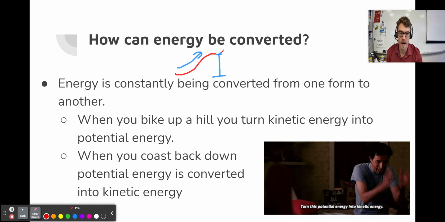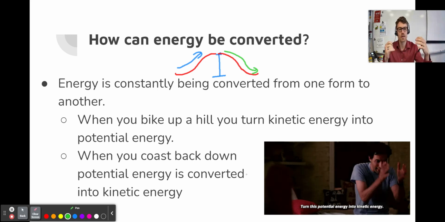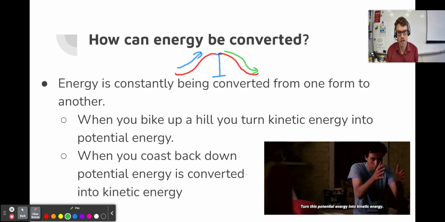As you start to move back down the hill on the other side, the potential energy that you've stored up from getting high above the ground, now you don't have to pedal. You can just go down the hill. Gravity is going to accelerate you, and the potential energy that you have is going to be converted back into kinetic energy. All right, so energy can constantly be converted back and forth between the different kinds.